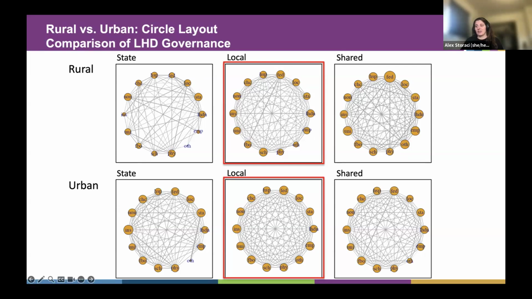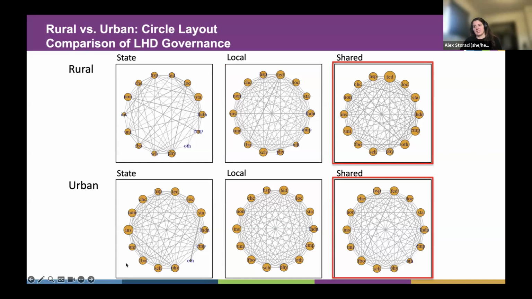And many different types of organizations are involved in local public health networks in both rural and urban networks when they're governed at the local level. So it's a dense network, and it's also fairly well distributed. And then lastly, if we were to compare rural and urban networks governed at both the state and local level, we can see that rural networks actually probably have the strongest cross-sector collaboration when local health department governance is shared. Whereas for urban networks, public health networks probably have more cross-sector collaboration when governed at the local level here, compared to those with shared governance structure.